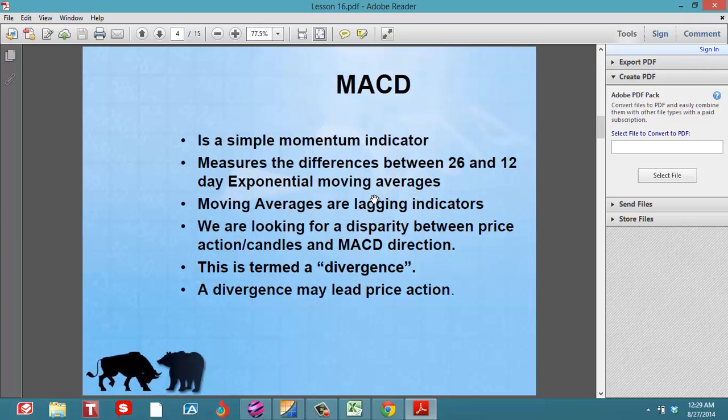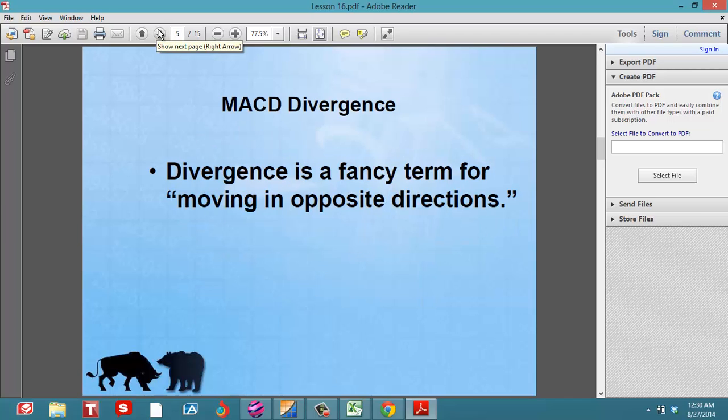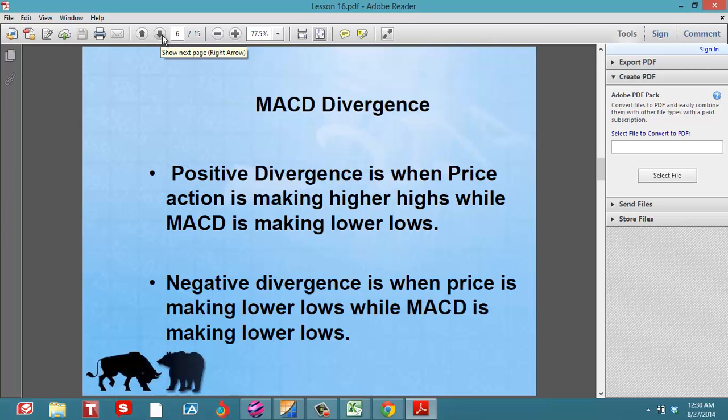And as we know, moving averages are lagging indicators. Now, what we want to look for, and what I really like, which I would call a leading indicator, is the divergence part of it. We're looking for disparity between price action, which are the candles, and the MACD divergence. When they're doing opposite, that's what's named divergence. A divergence may lead the price action, and the word divergence is simply a fancy term for moving in opposite directions.